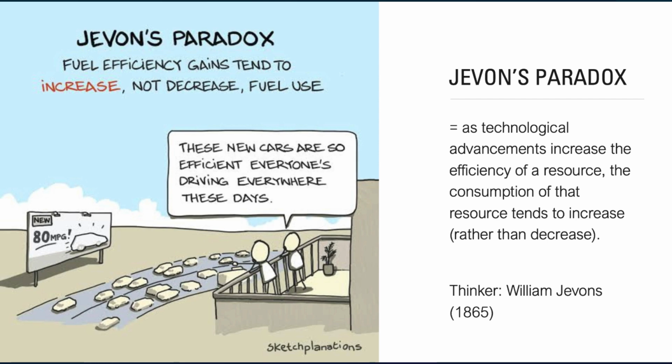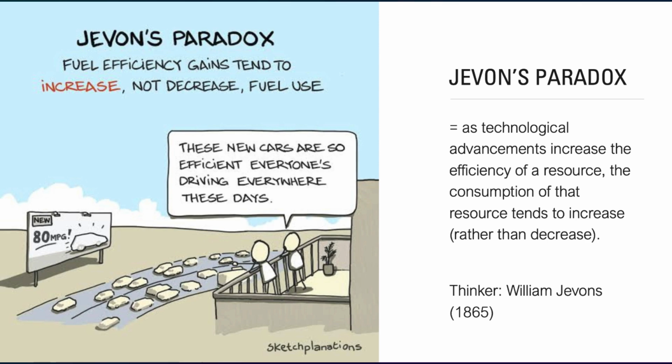This comic illustrates this by showing a new, highly fuel-efficient car that can get 80 miles per gallon, and then a person commenting that because these cars are so efficient, everyone is driving everywhere. The increased efficiency makes the use of this resource, in this case gasoline, more economical, which can lead to an increased demand and overall consumption.